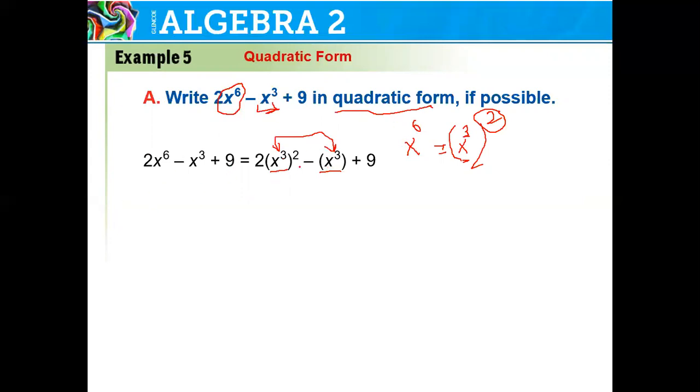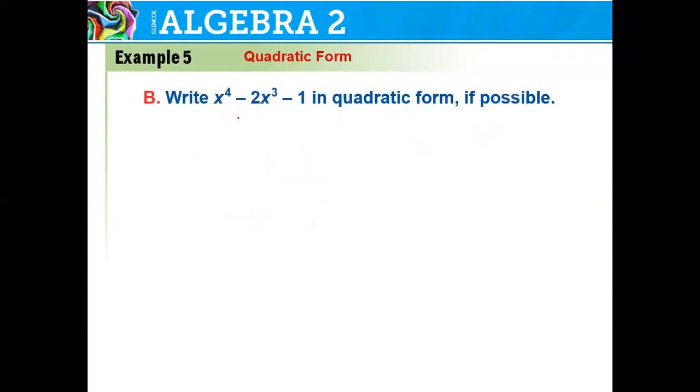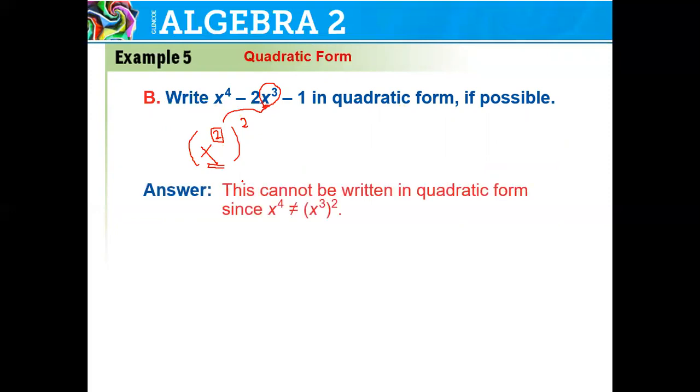So in this case, I can write it in quadratic form. That would be the answer: 2x cubed all raised to power 2, minus x cubed plus 9. Now, this one, can I write it in quadratic form? Actually, I need to write x power 4 as x power something all raised to power 2 to make it quadratic. Of course, to make it 4, this one needs to be 2. If I can see x power 2, while in the second term I have x power 3, then this one cannot be in the form of au squared plus bu. I have to see u in both terms, but I couldn't see that here. That's why this cannot be written in quadratic form.